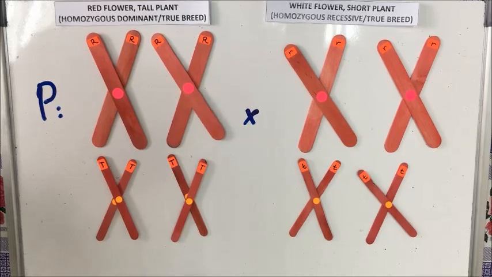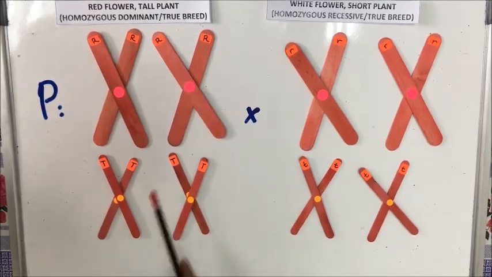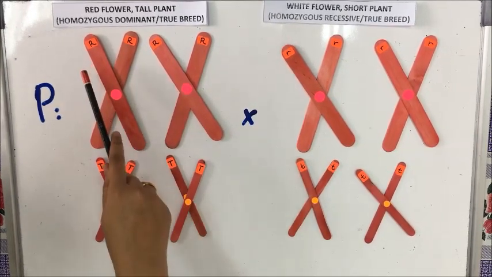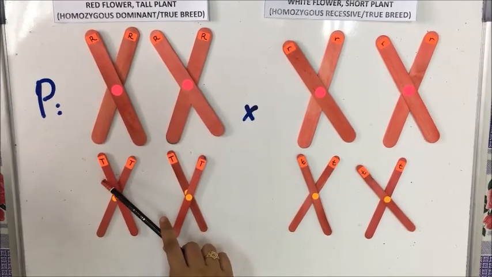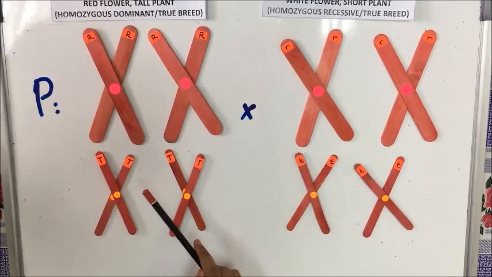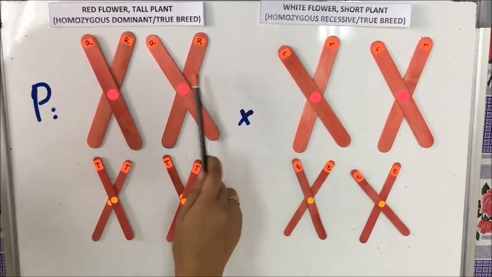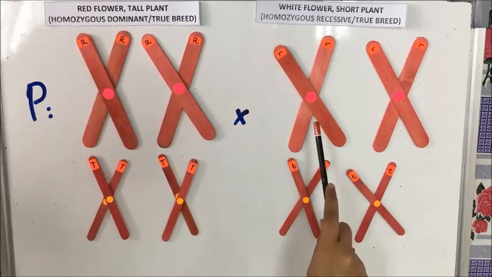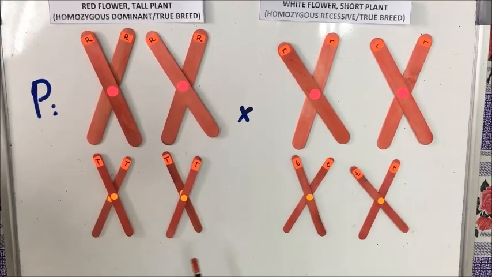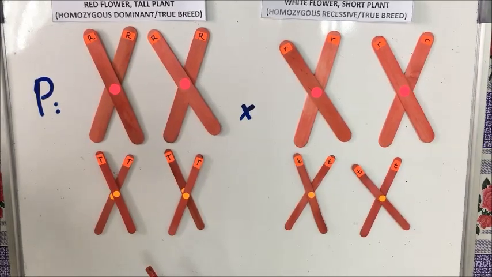This example involves two characters. R is for color, T is for height. A homozygous red flower tall plant is crossed with a homozygous white flower short plant. Both parents are true breeding plants.